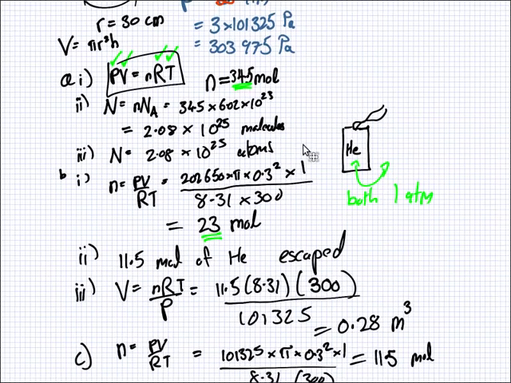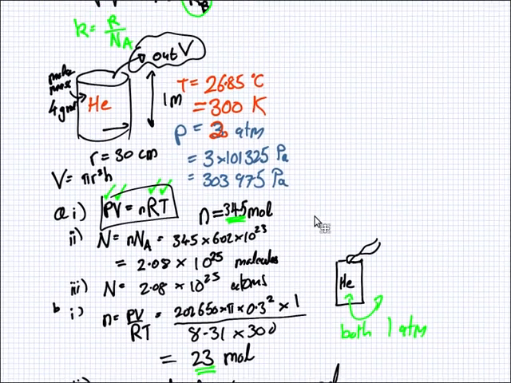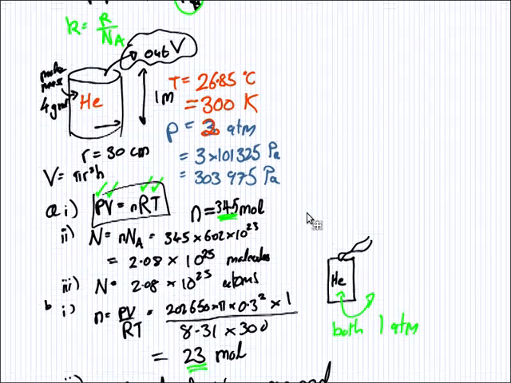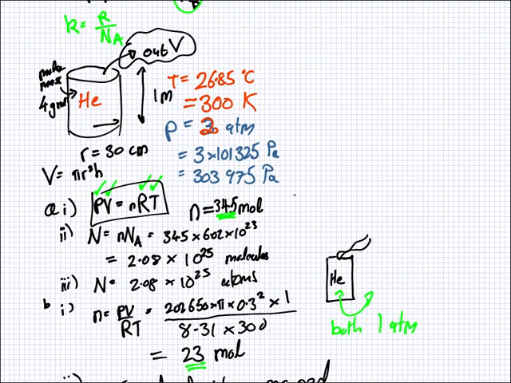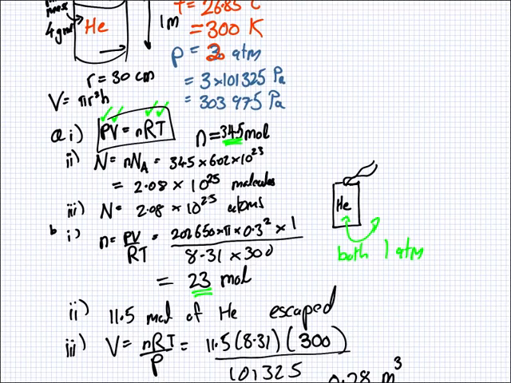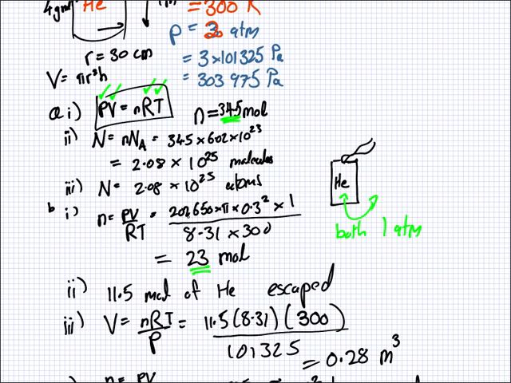You didn't write this down? No, I did. I'm just going to get something straight. So for this, where did it come from? That's the radius. I'm using the formula pi r squared h to get the volume. Okay.